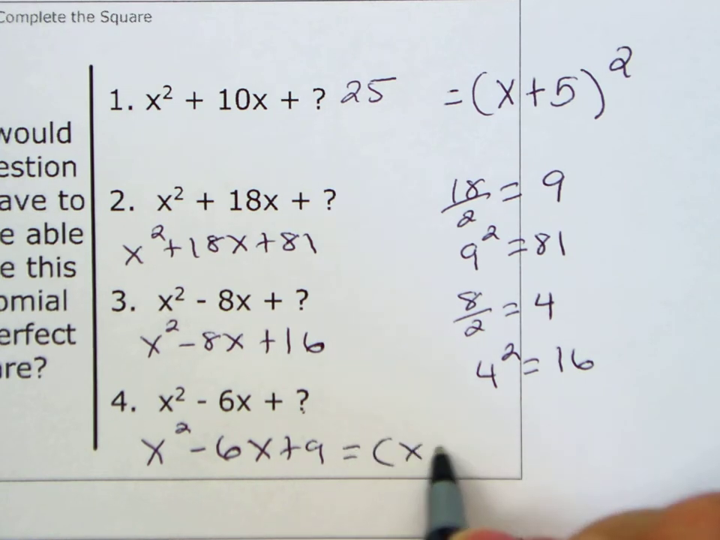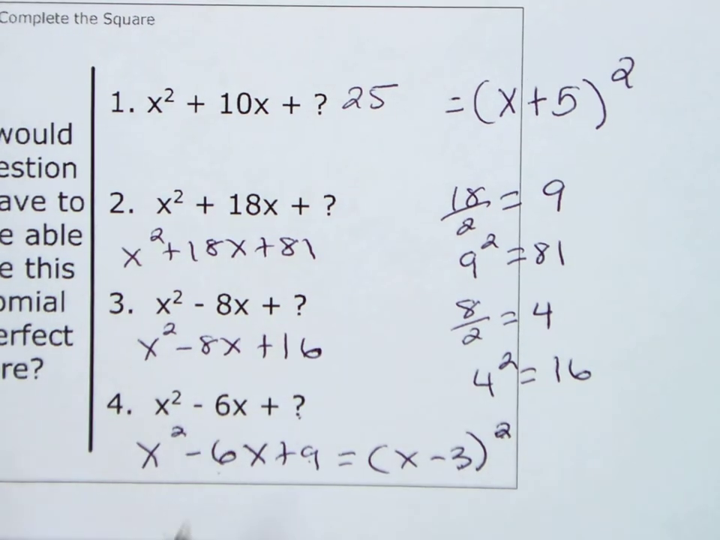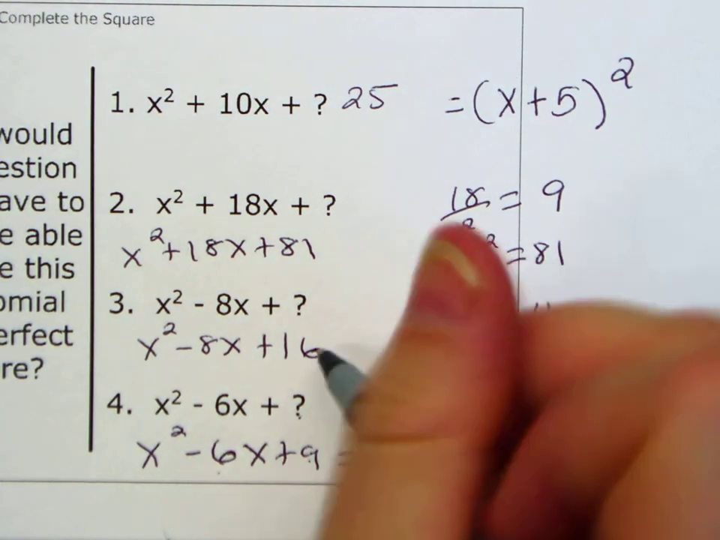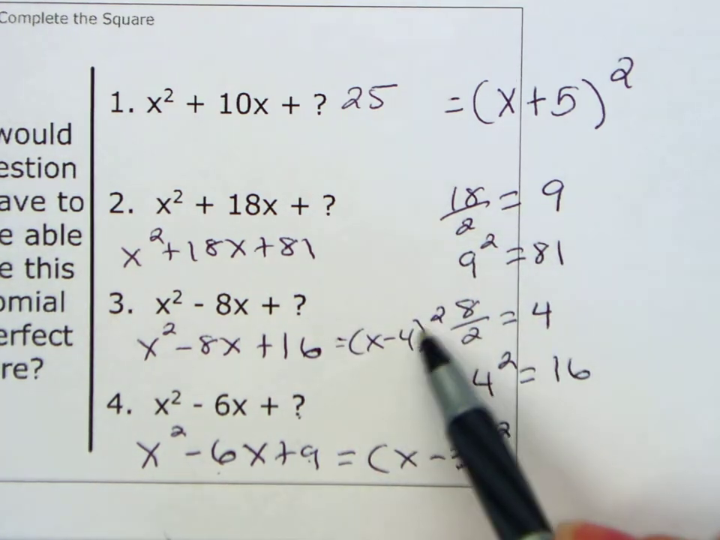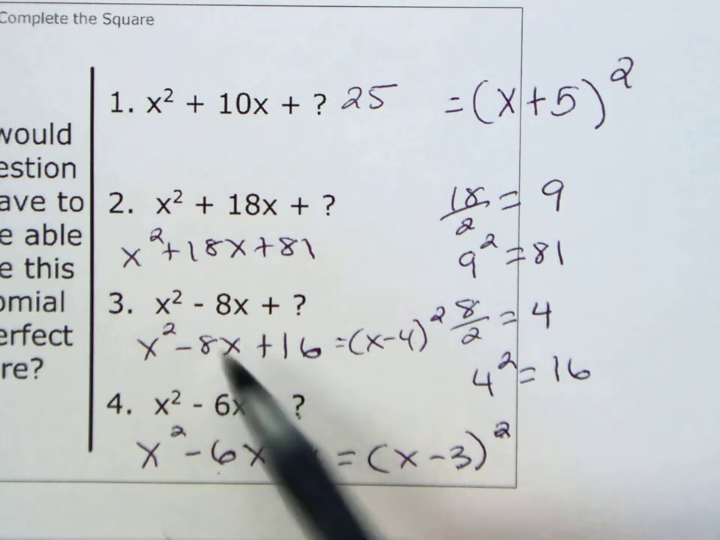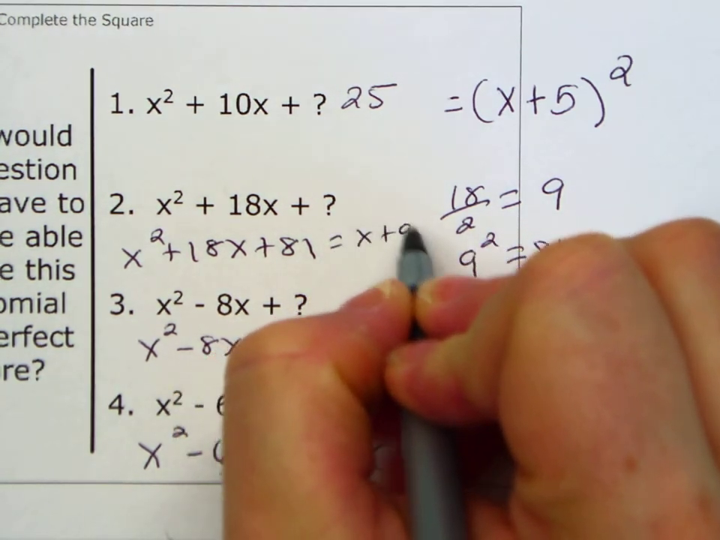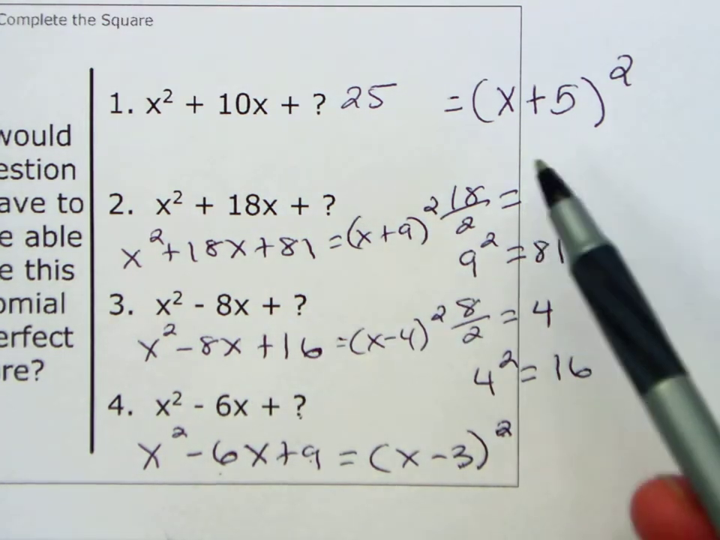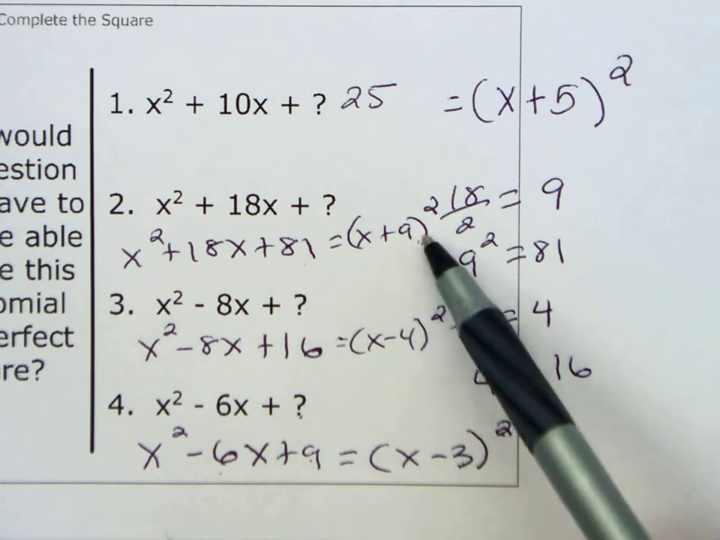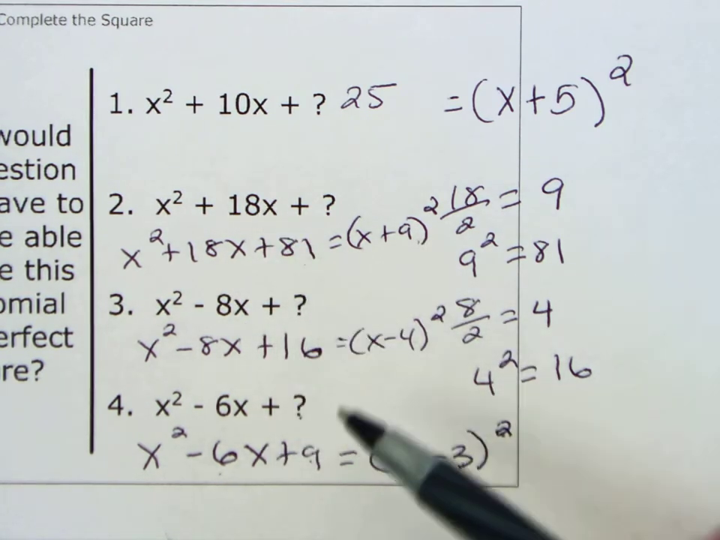Okay. X minus 3 quantity squared. 3 squared is 9. Negative 3 times 2 is 6, or 6 divided by 2. All right. This one is x minus 4 squared. 4 squared is 16. 4 times 2 is 8. X plus 9 squared. All right, so this pattern is really, really important. Sorry, it's a little messy. 9 squared is 81. 9 times 2 is 18. Okay, so this is the pattern we're going to be using.